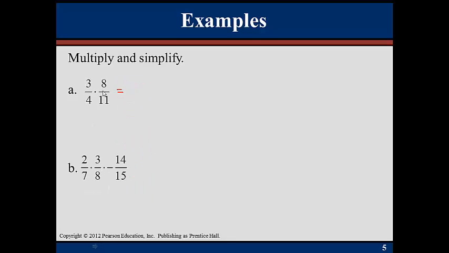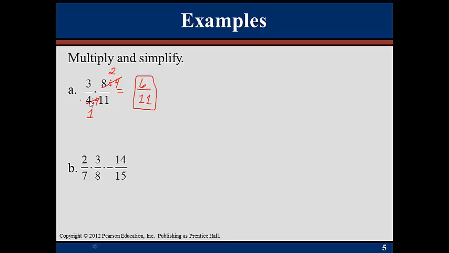More examples. Now we have 3 over 4 times 8 over 11. Before we multiply our numerators together and our denominators together, we can cross simplify the 4 and the 8. They have a common factor, and so I can divide both by 4. This will cancel out, leaving us with 2, and this will cancel out, leaving us with 1. So now we have 3 times 2, which is 6, over 1 times 11, which is 11. So this becomes 6 over 11.